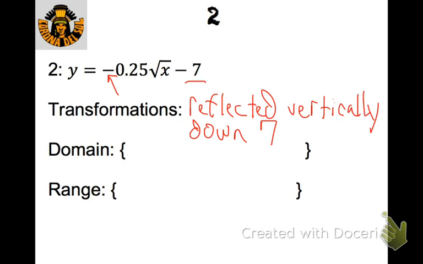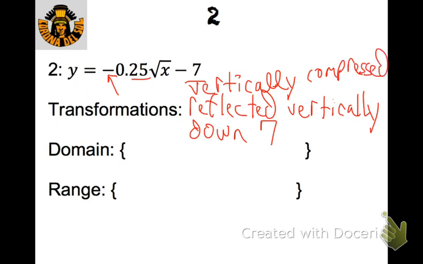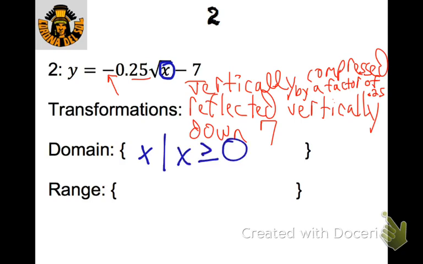And then the 0.25. So that's going to be vertically compressed, vertically compressed by a factor of 0.25. Run out of room there. And now the domain is really no change because it's just the square root of x. So that's going to be x such that x is greater than or equal to 0, just like it normally is.